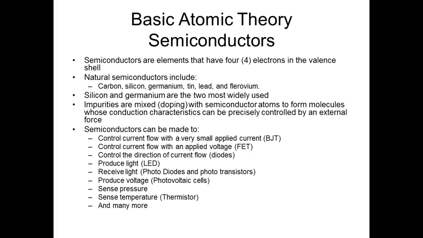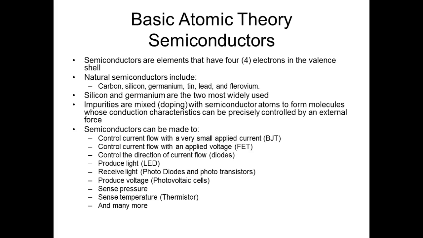Semiconductors are elements that have 4 electrons in the valence shell. Natural semiconductors are carbon, silicon, germanium, tin, lead. Silicon and germanium are the 2 most widely used. Now what we do with these is we deliberately introduce what we call impurities, other atoms, into the lattice or matrix or the crystal to control the characteristics of these. This is called doping, by the way.